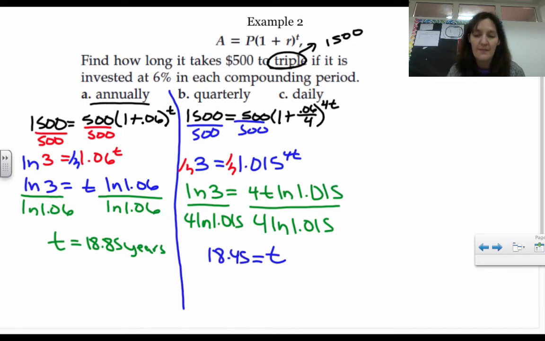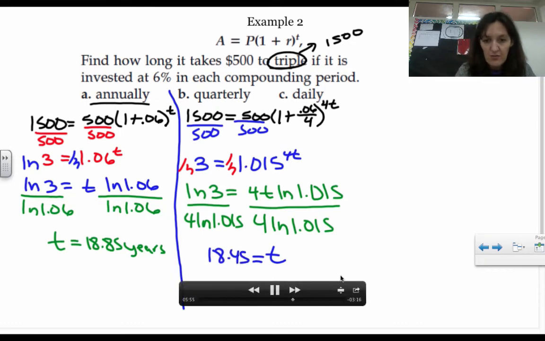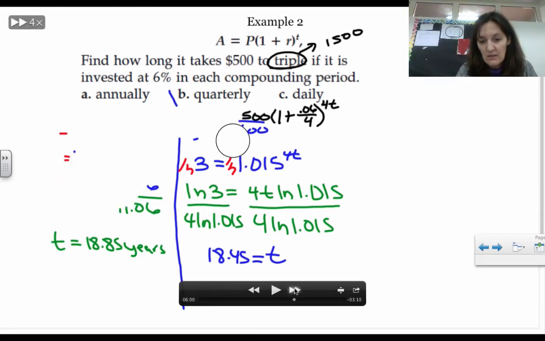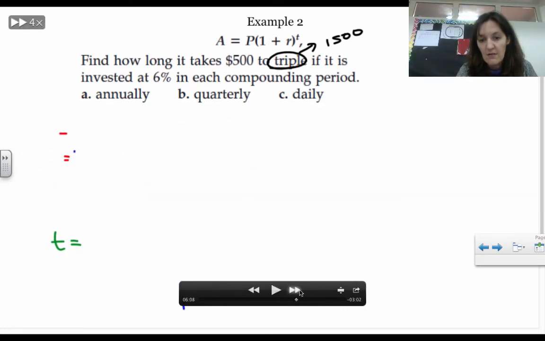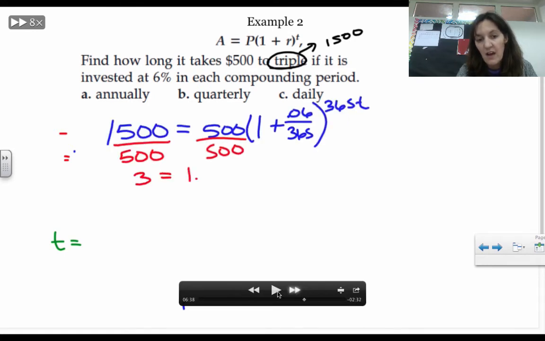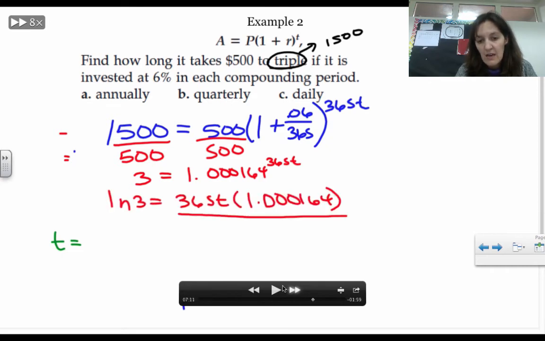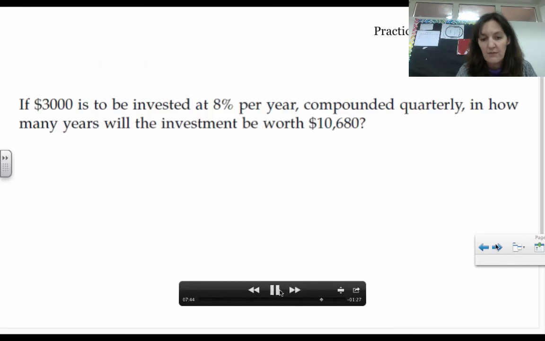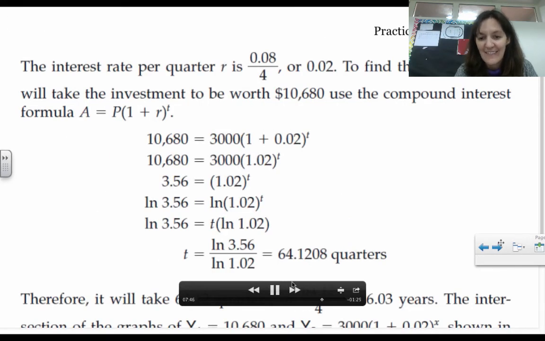Okay, so let's fast forward through daily. Daily, the only difference is that we're going to end up with dividing by 365. Oh, look at that go. That was a really big number. And we continue there. Look at all that. I get t equals 8.